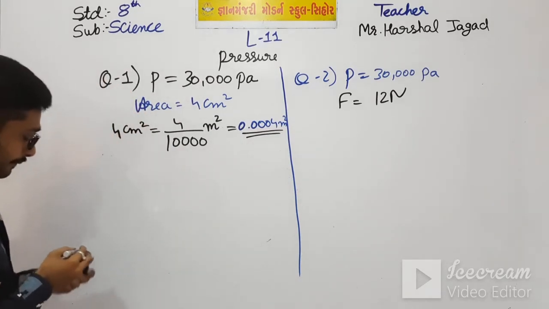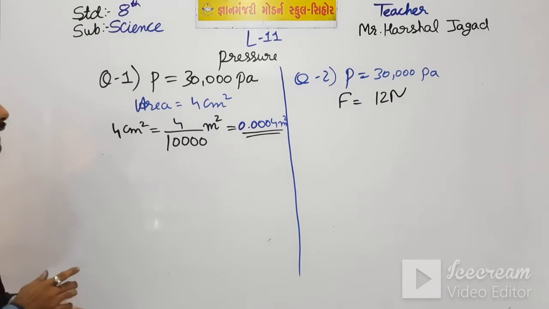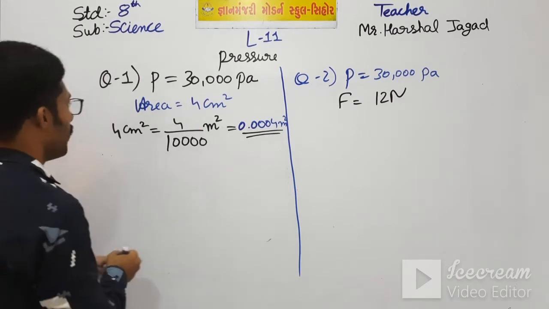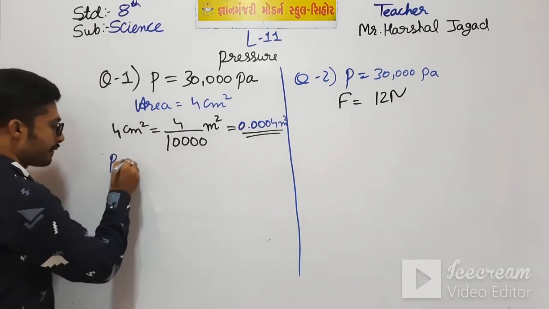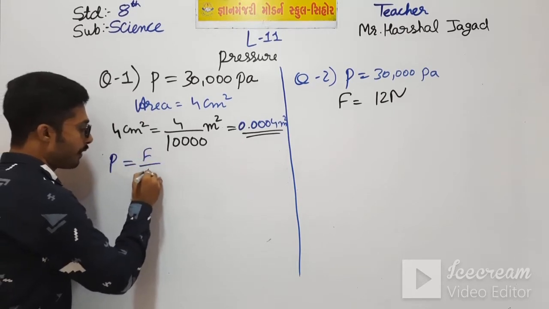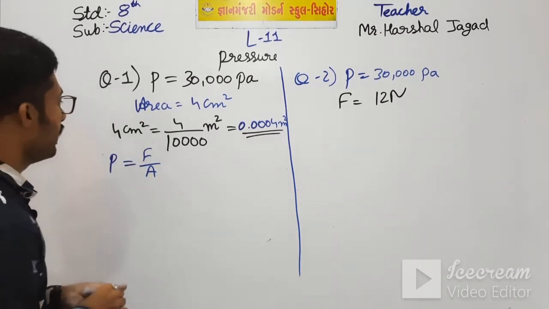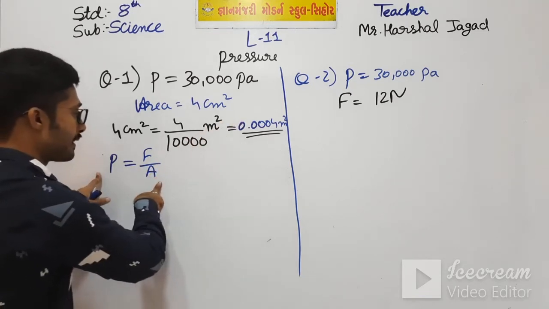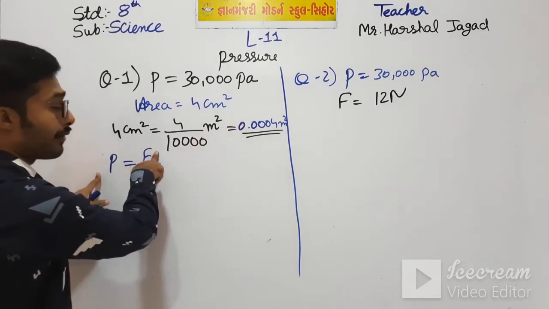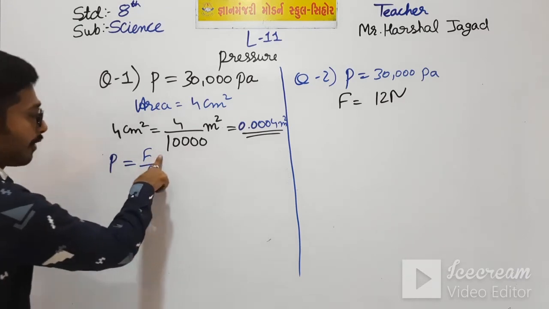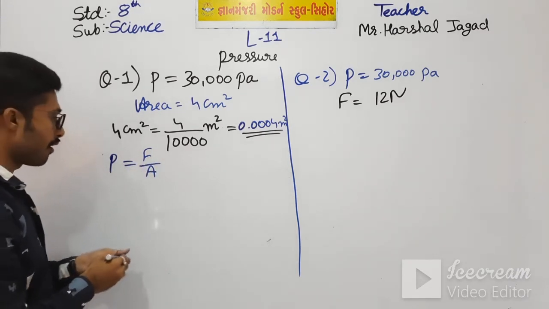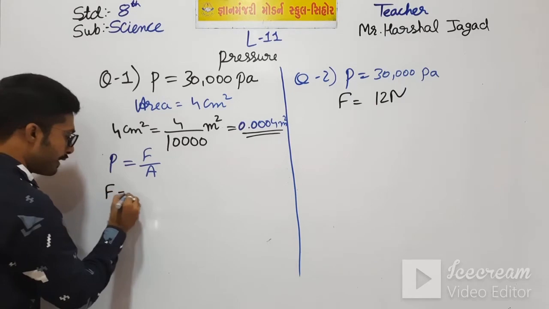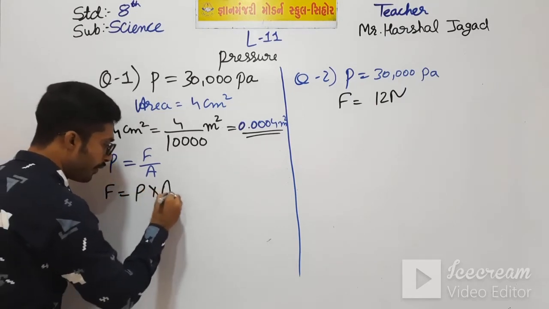Okay students, so we have the area in meter square. Now we will put in the area. First of all, pressure is equal to force upon area, but here pressure is given and area is given. We have to calculate the force. So we have to make force the subject of the formula. So F is equal to P into A.